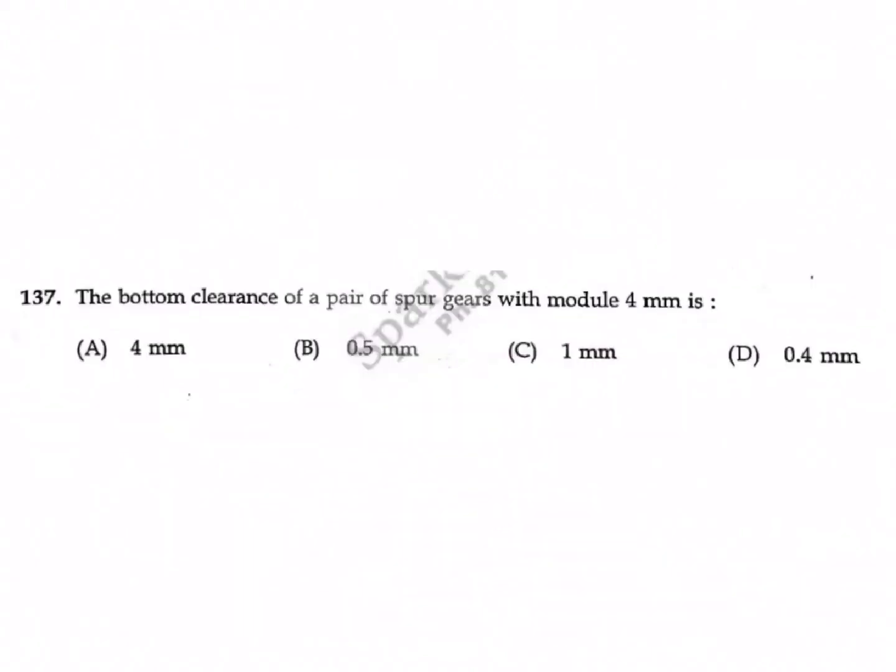The bottom clearance of a pair of spur gears with module M equal to 4 mm. Bottom clearance is M into 0.25. So 4 into 1 by 4, it's 1 mm. C is your correct answer.